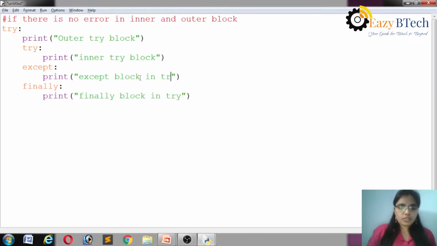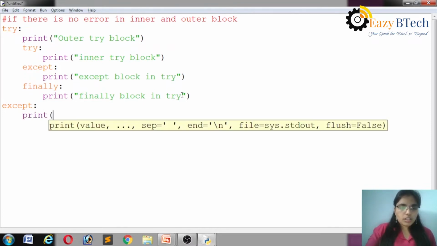Okay, after that, it is about the inner one. It is our total try. After that, I am writing the except block for the outer try. Let's take here print outer except block.